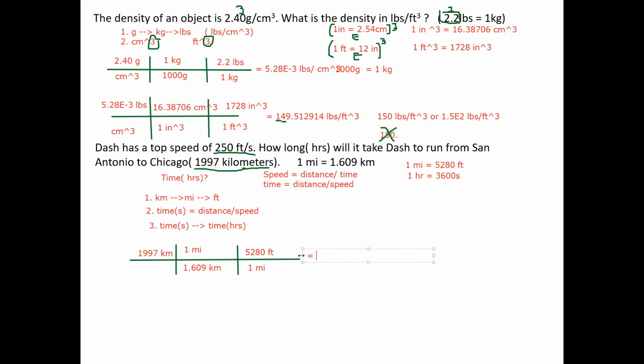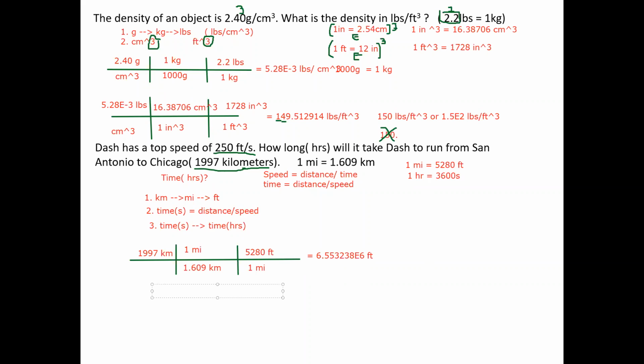And we get a big number. It's 6.553238 e to the 6 feet. So that's how many feet there are in 1997 kilometers. That's step one. Now that we know the distance in feet, we can calculate the time. So we take the distance divided by the speed, we get the time in seconds.